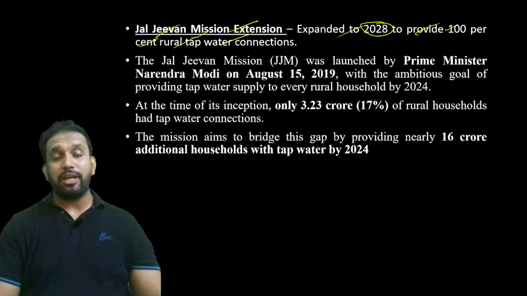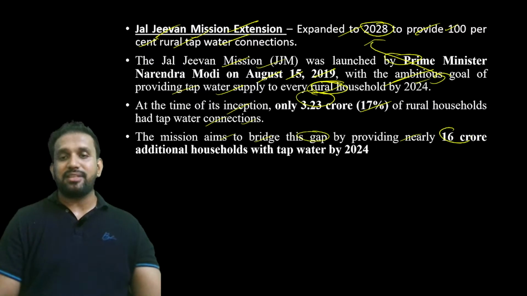By 2028, the Government of India wants to give tap water connection to all the rural households. The Jal Jeevan Mission is providing nearly 16 crore, 3 crore.